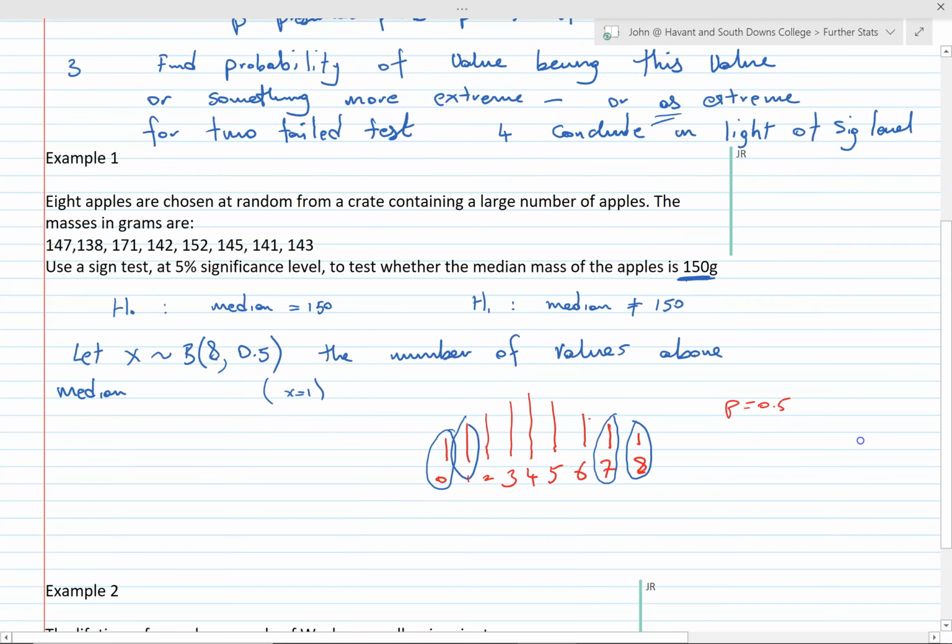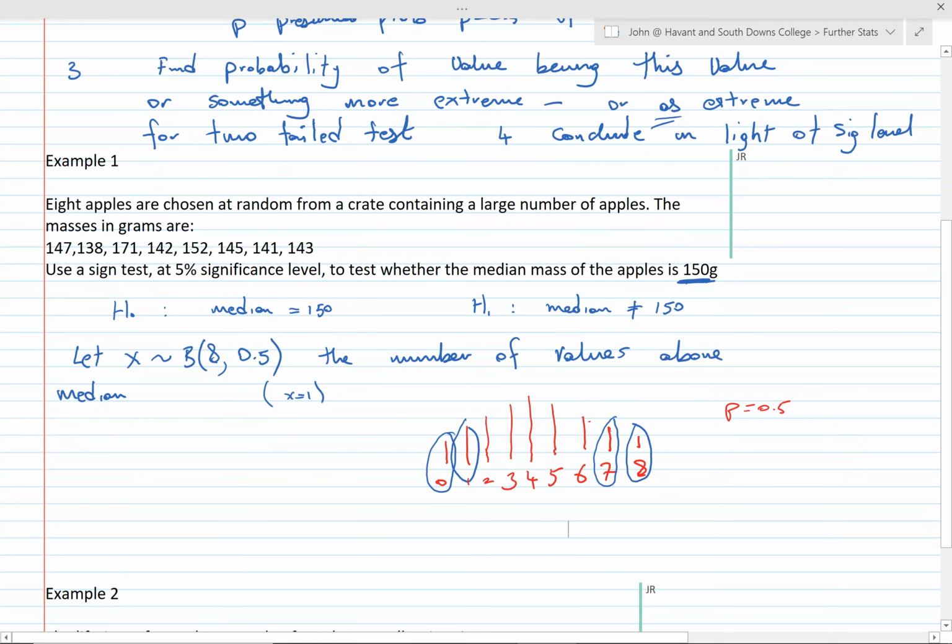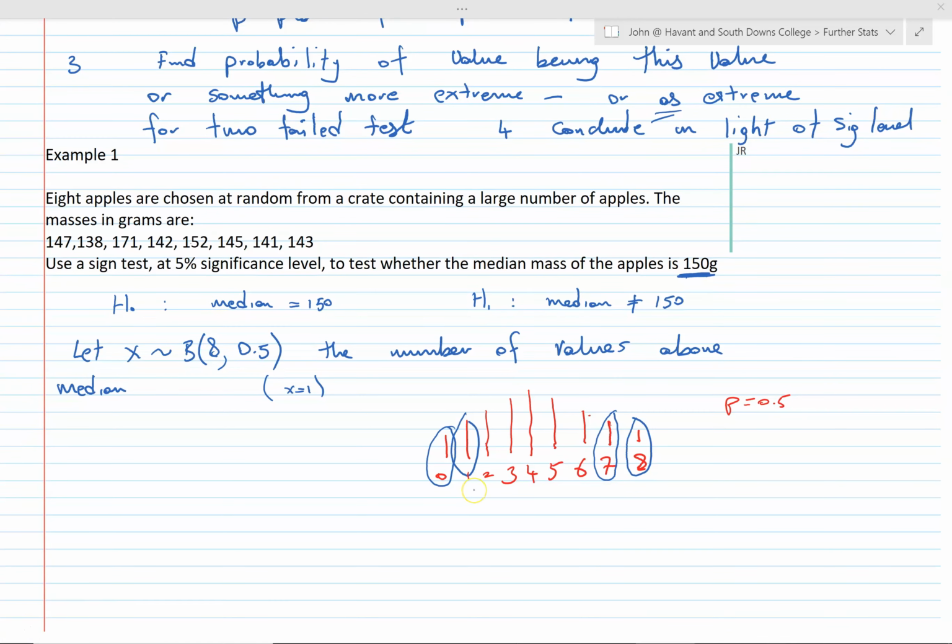Okay, so what we do is find the probability of that occurring by chance, in other words, presuming that p equals 0.5, and then compare that with our significance level. Basically, we're finding the probability of all of these 4 all added together.